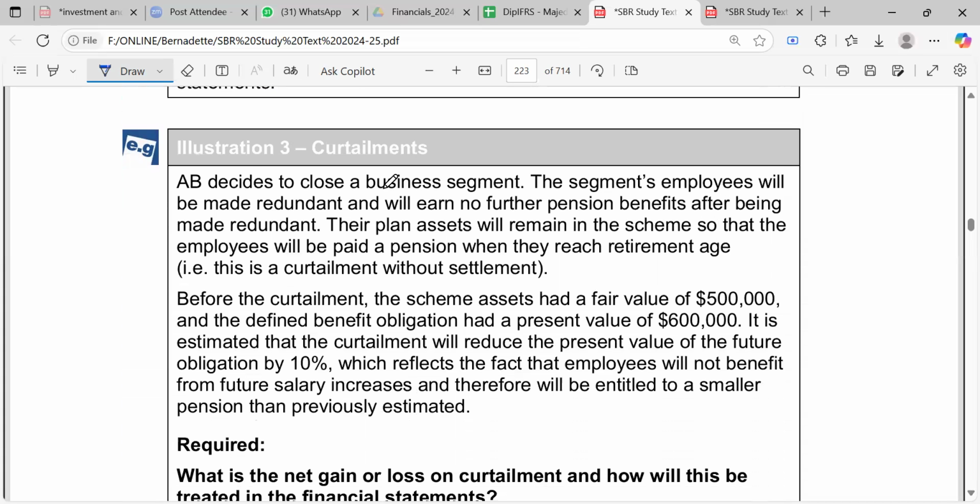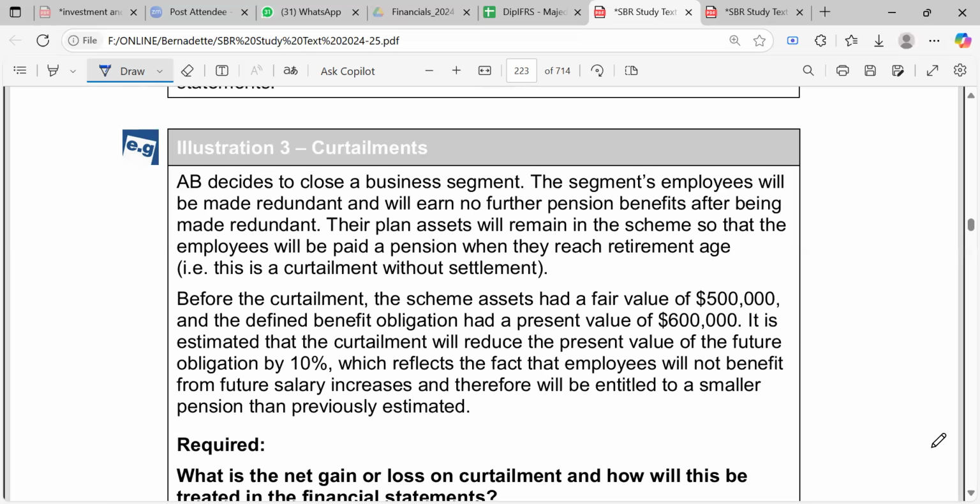Okay, so what else do we have? Let's go on to curtailment. We are told AB decides to close a business segment, and the segment's employees will be made redundant and they will earn no further pension plans. This is curtailment now. Above was the plan amendment, but now it's curtailment, after being made redundant. Their plan assets will remain in the scheme so that the employees will be paid a pension when they reach the retirement age.